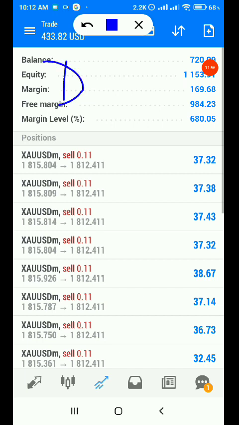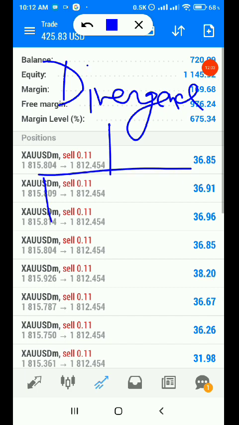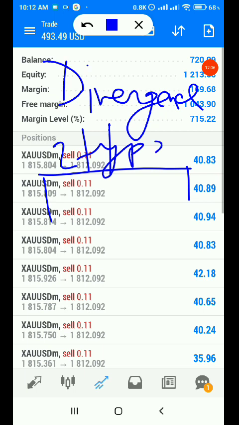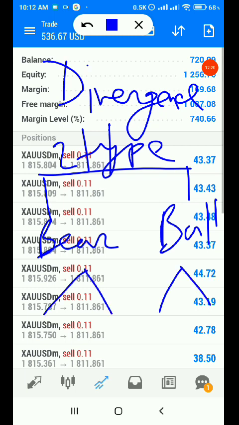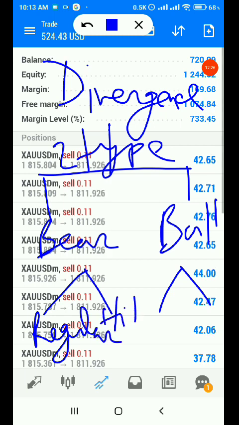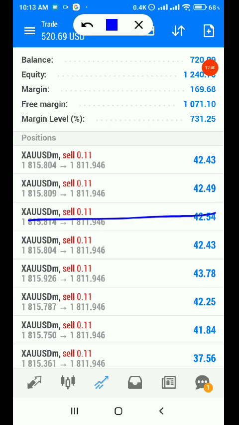So now I'm talking about divergence. There are two types of divergence: one is bearish and another is bullish divergence. Bearish divergence has two types, regular and hidden, and the same way bullish has two types, regular and hidden. So you don't have to identify regular or hidden. You just have to know whether divergence happens on price top or price bottom.